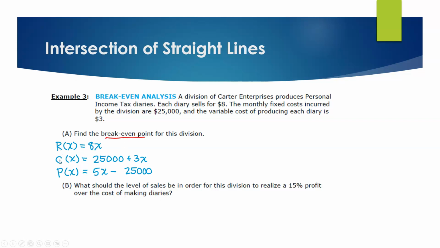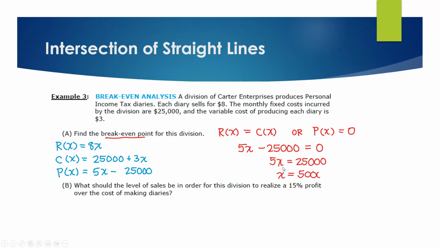It's going to be where the revenue and cost functions are equal to each other. And so you could realistically set these two sides equal to each other and solve the equation for X. Of course, if those two are equal to each other, that means that the profit function would be 0. So you could set this one equation equal to 0 and calculate the same thing. And that's what I'm going to go with here. Setting this equal to 0, you would add 25,000 to both sides, divide both sides by 5, and you get that X equals 5,000.